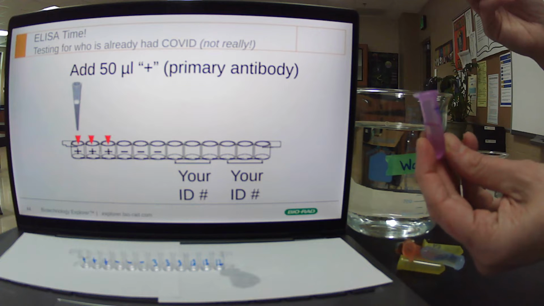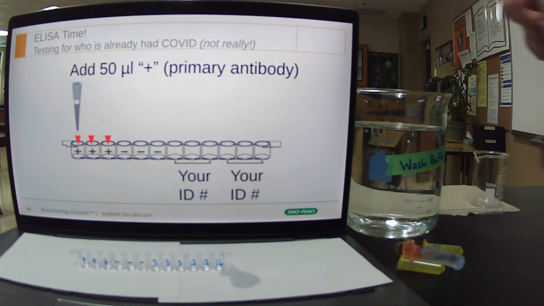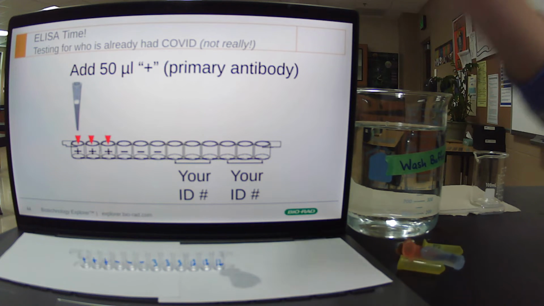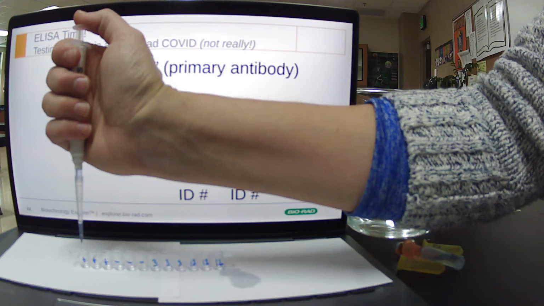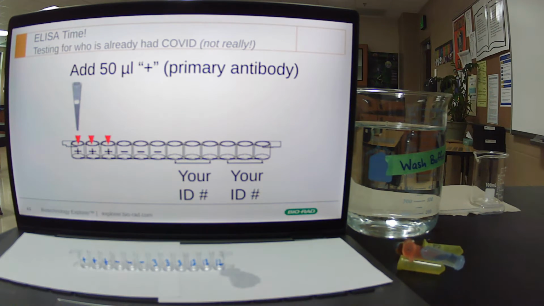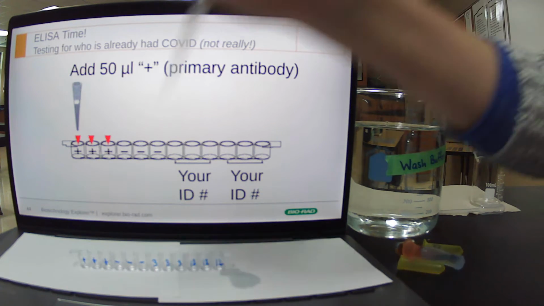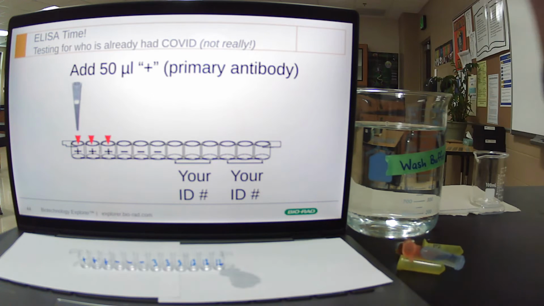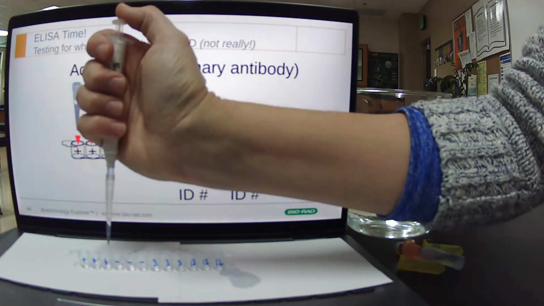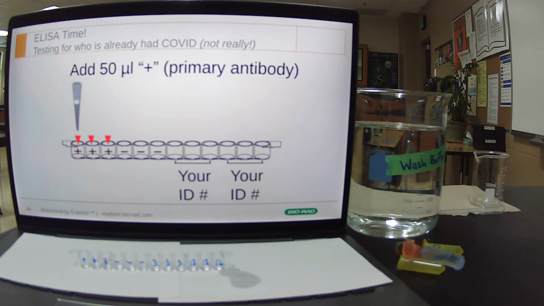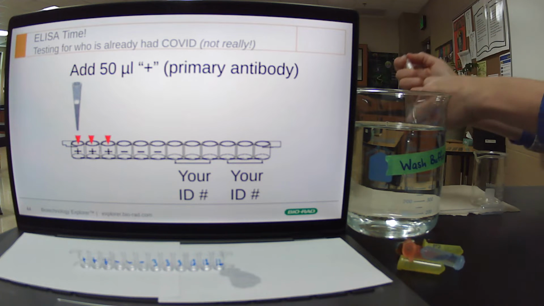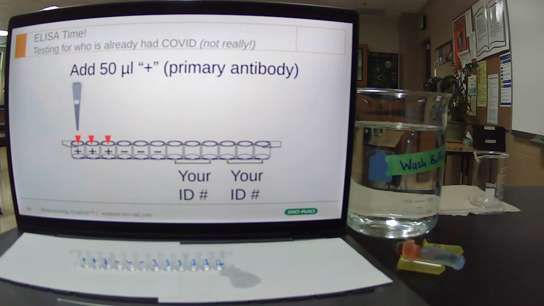So this vial contains a positive control. It's labeled with a plus. So that means I know that this vial does contain the antibodies that we want to test for. So I'm going to put a little bit of that into each of these wells. 1, 2, 3. Oh, that was too much. Hang on. 3. Then I am going to change the tip on my pipette and get a clean one.